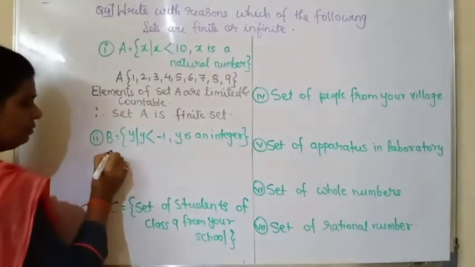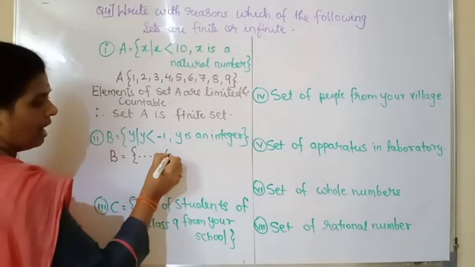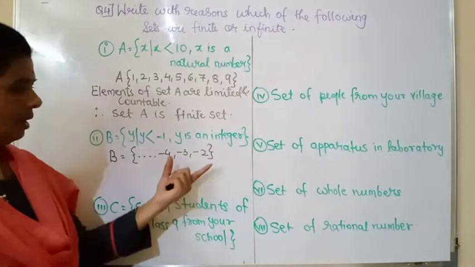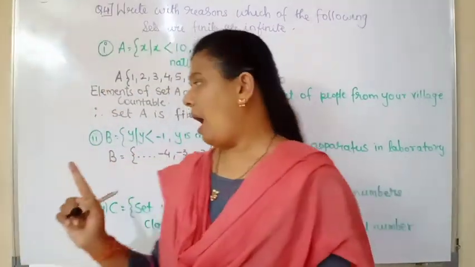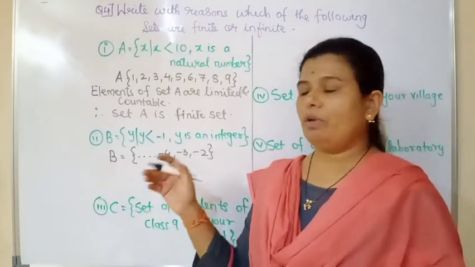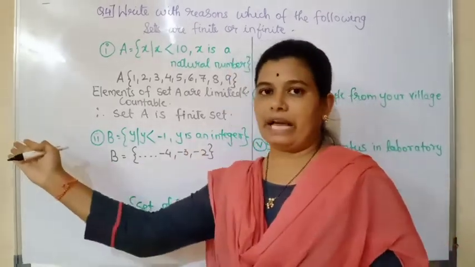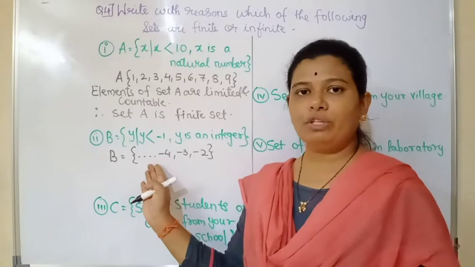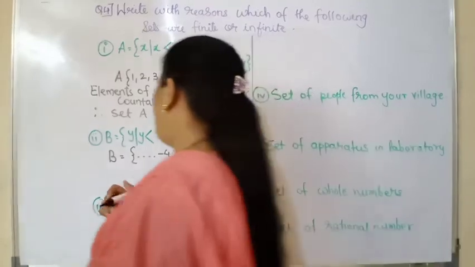So first of all what we will do? We will write set B. So we will put dots here and we will write -4, -3, -2. These are the integers less than -1 and I have put the dots towards this side. Normally we put the dots towards the other side, but as the integers are decreasing in this direction, here we have to put the dots. What is the meaning of these dots? That is, these integers are endless. No limit is there.